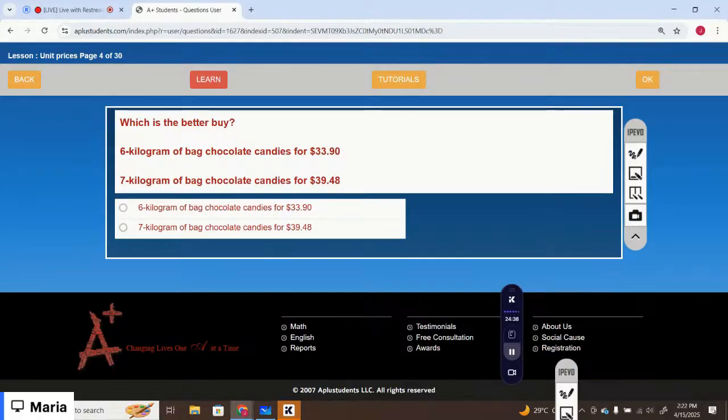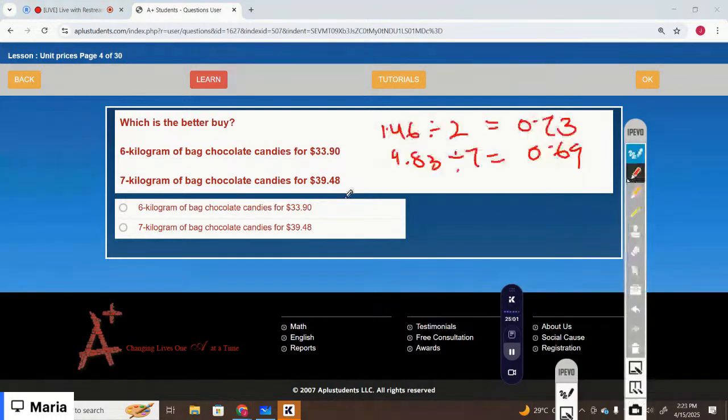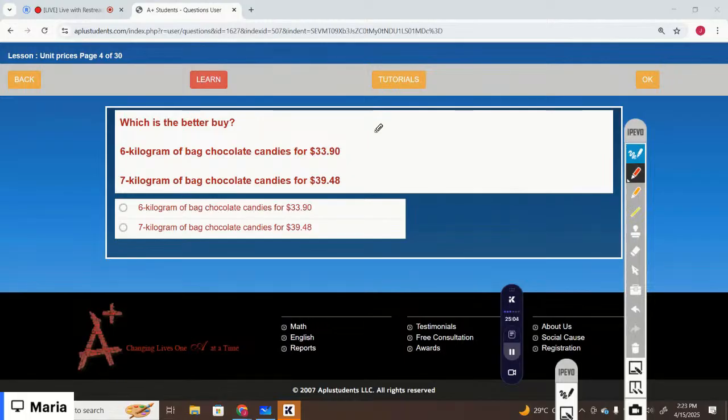Which is the better price? 6 kilogram of dark chocolate candies for $33.90. 7 kilograms of dark chocolate candies for $39.48. So let's just calculate the price of 1 kilogram, right? 33.90 divided by 6 and 39.48 divided by 7.